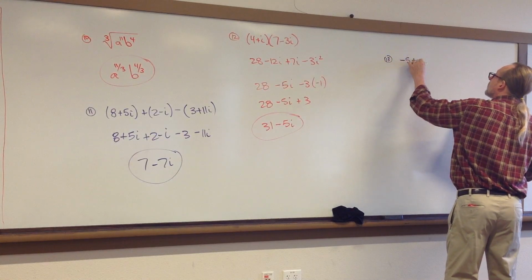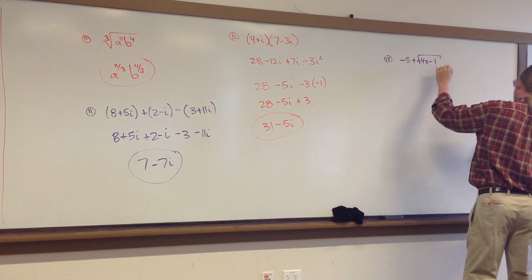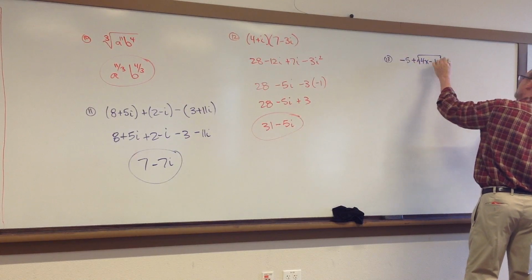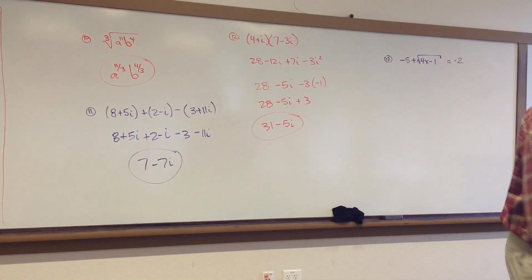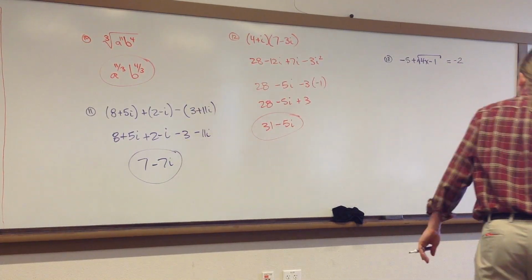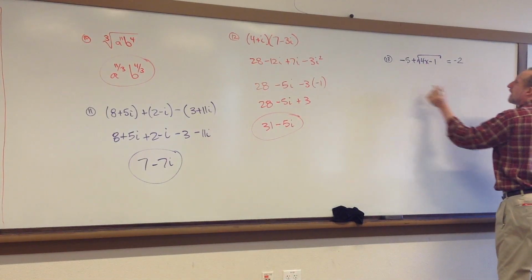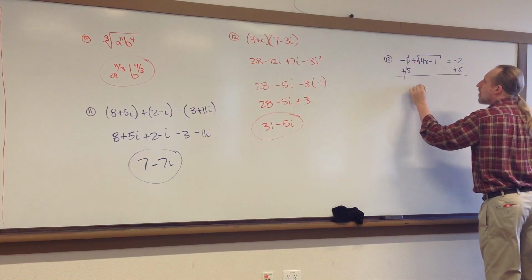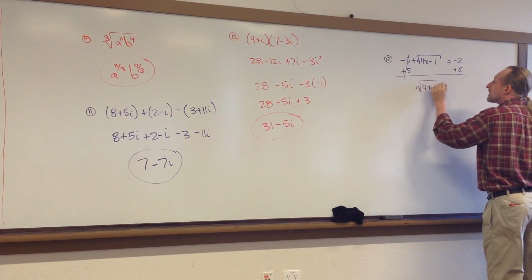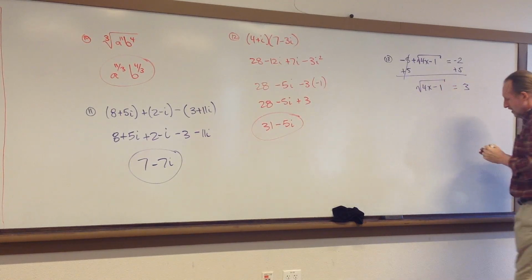Negative 5 plus the square root of 4x minus 1 equals negative 2. All right, so the idea here is that we want to get the square root by itself. So let's add the 5 over to the other side. Square root 4x minus 1 equals positive 3.